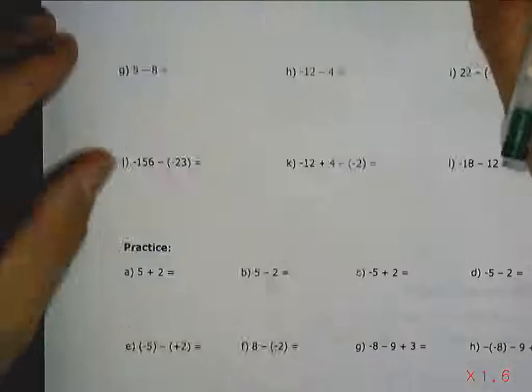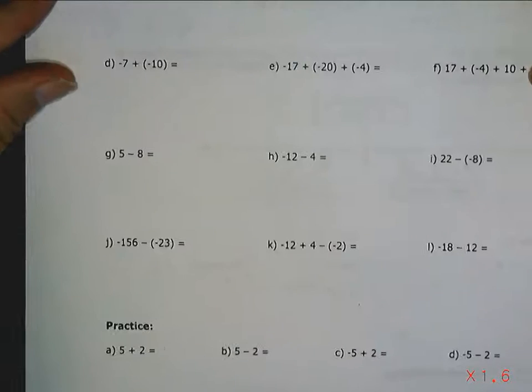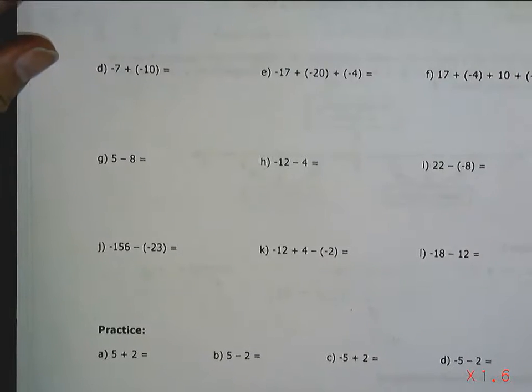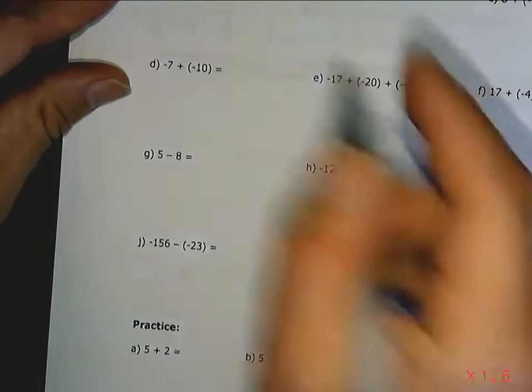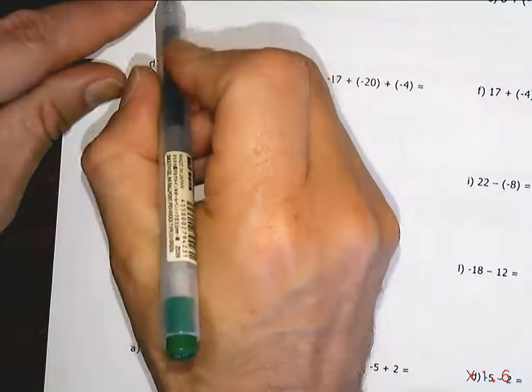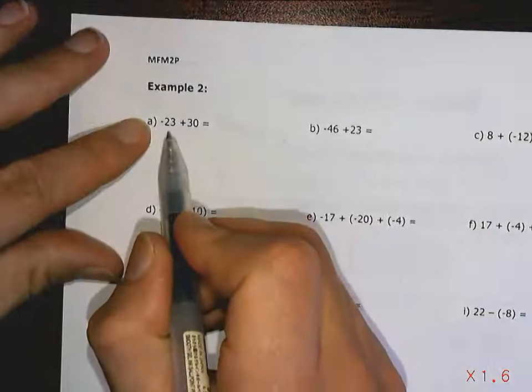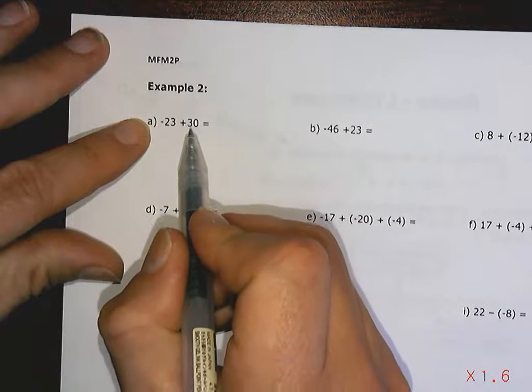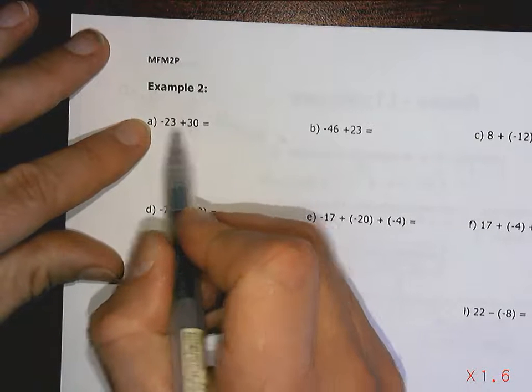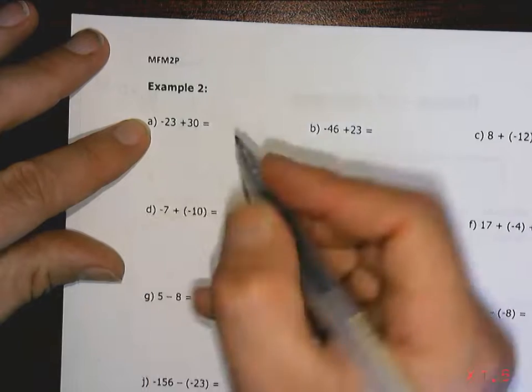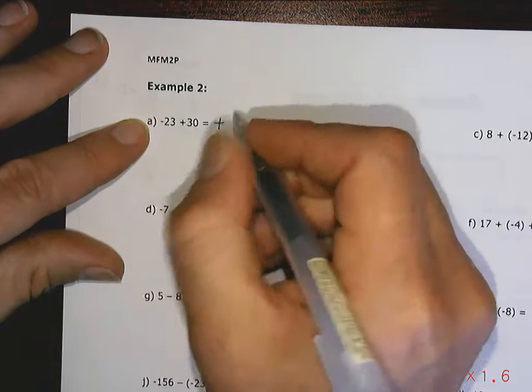Flip over. So we have a number of examples here for you to do. We've done a whole bunch of examples already yesterday. Let's take a look at how I would do this. I've got -23. Oops, sorry. I've got -23. I'm adding positive 30 to it. So where are there more? The positives. My answer must be positive. And it's going to be 7.